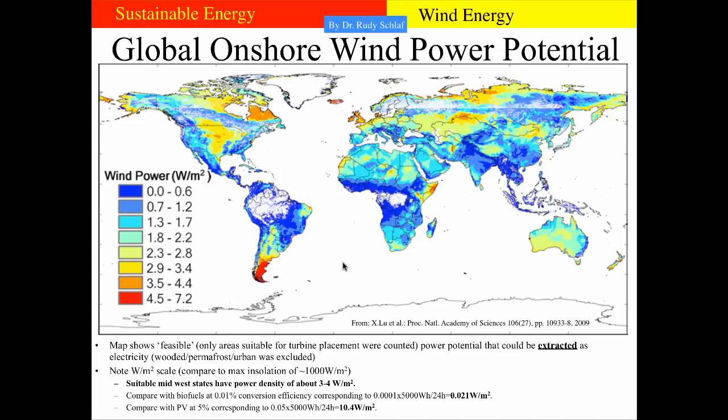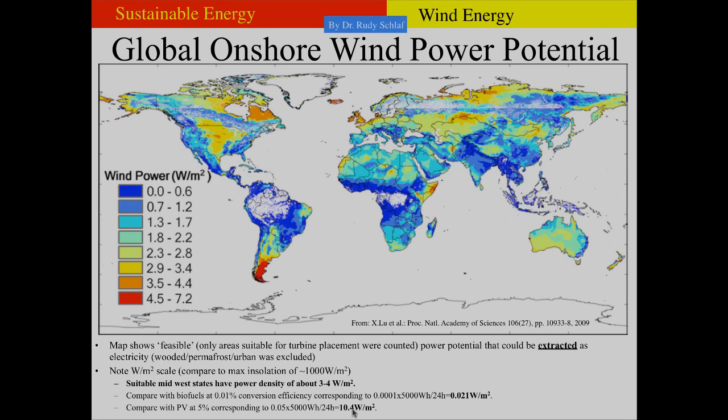If you compare these wind power numbers with biofuels, you see that wind power has a much better potential per area than biofuels, which we just learned are very, very inefficient. So here we compare a number of 3 to 4 watt per square meter in the Midwest to 0.021 watt per square meter for biofuels. If you compare it with photovoltaics that run at 5% efficiency in a plant setting, there we get about 10 watt per square meter. So you see that wind plants will need about 3 or 4 times the area of a solar installation to produce the same output power.